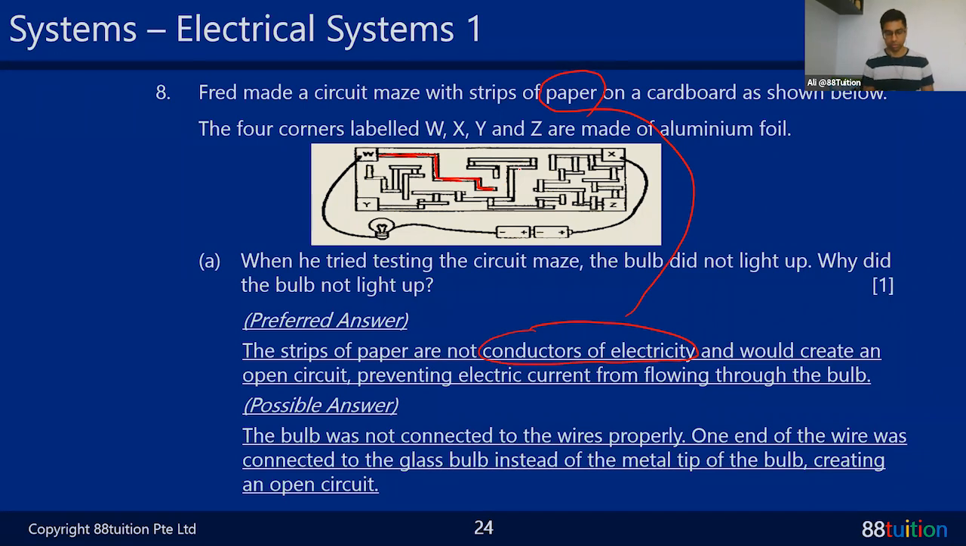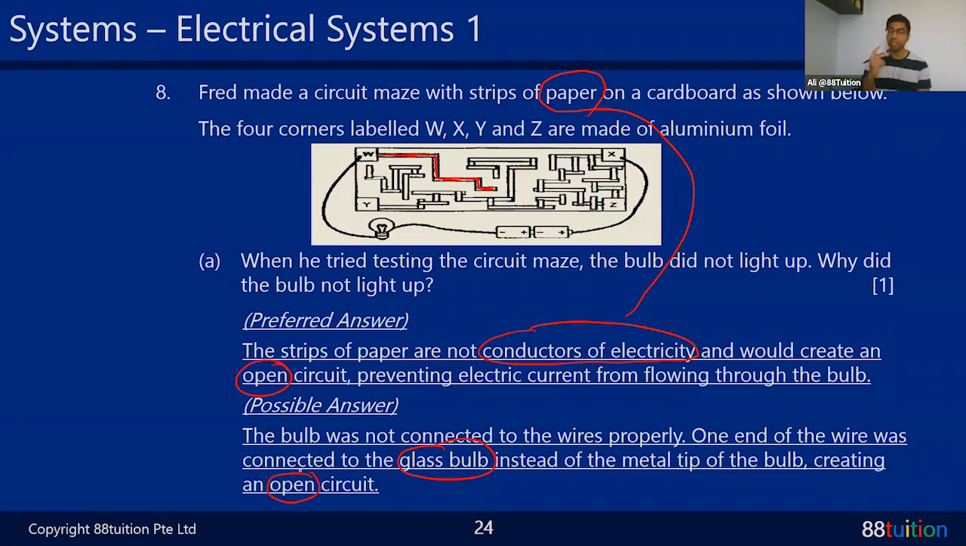And of course, they are not connected also. They are not even complete. Look at W, it's not even complete. It's not touching another piece of paper. So therefore, it will be an open circuit. So there are many answers to this question, like he's using paper, the circuit is not complete, and the bulb is not on the right contact. The bulb is not connected to the wires properly also because it's connected to the glass bulb instead of the metal tip, creating an open circuit again.